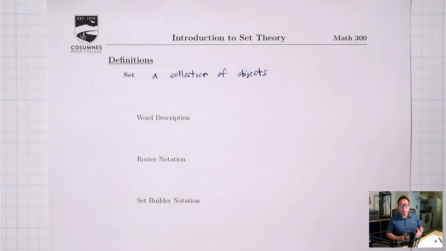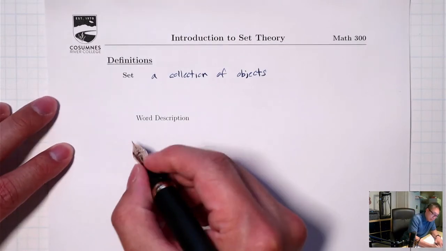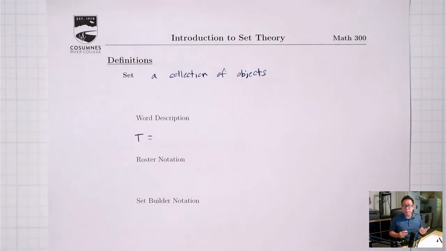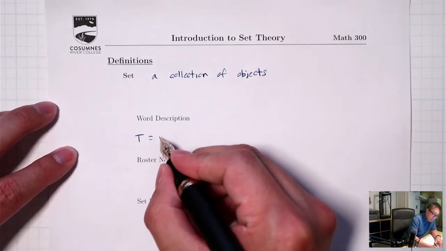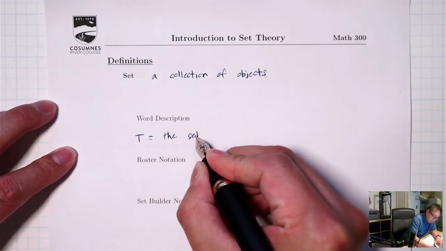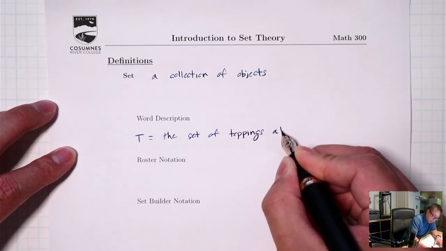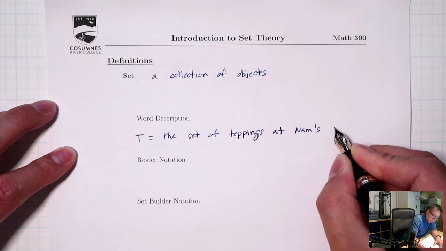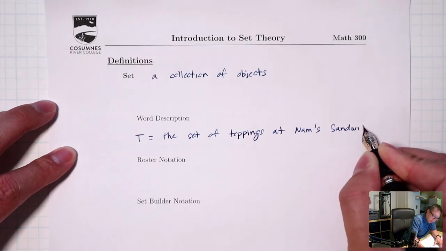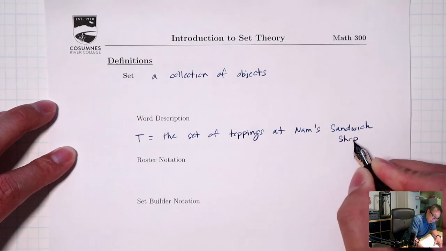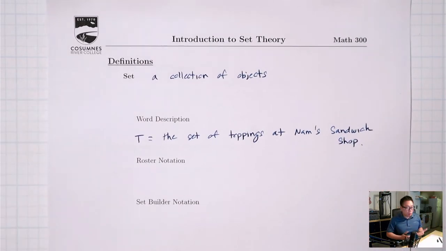We can describe sets in three ways. So the first way is with a word description. In other words, we're just going to describe it using words. So for example, I can say T is a set of toppings that are available at my fake sandwich shop. So if you're familiar with my fake restaurant, you know exactly what toppings I'm talking about.